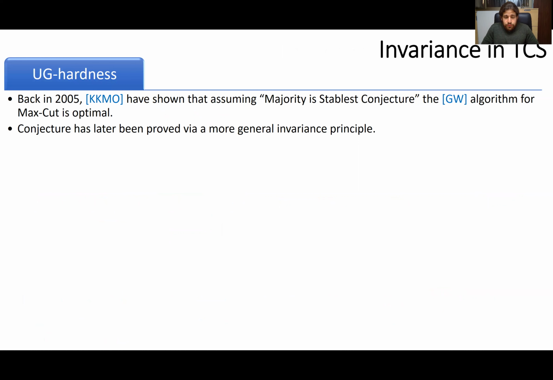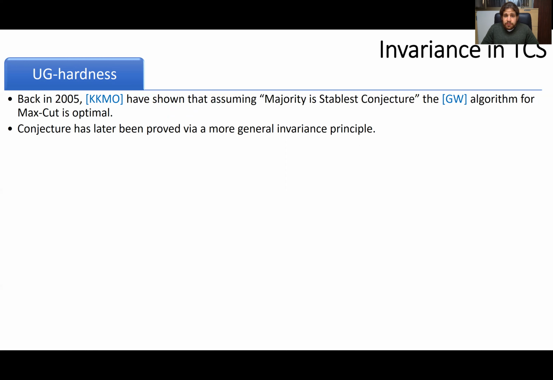So it all starts with a very nice paper of KKMO in 2005 that wanted to establish the following type of statement. It wanted to establish the fact that the Goemans-Williamson algorithm for max-cut is optimal. And in order to do so, it used the so-called unique games conjecture. They proposed a reduction from unique games to max-cut. And they wanted to show that this reduction shows that the Goemans-Williamson algorithm is tight.